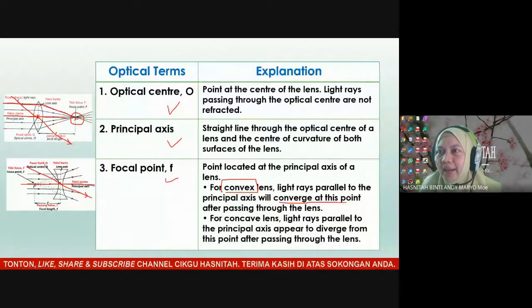Same goes for the light here. The light here is parallel to the principal axis. After passing through the convex lens, it will be focused or converge at the focal point.